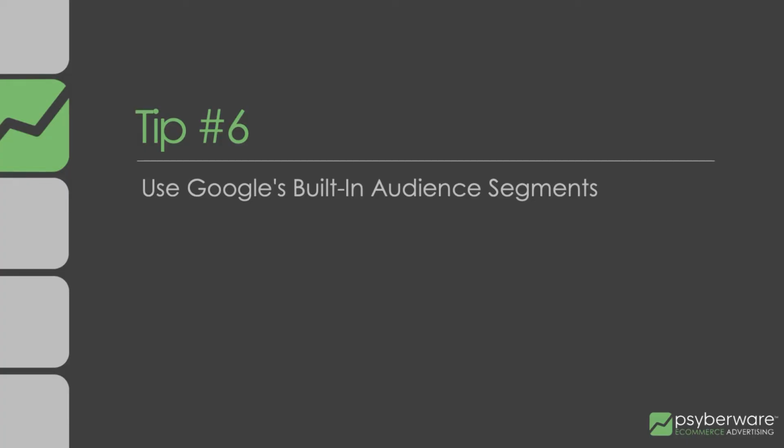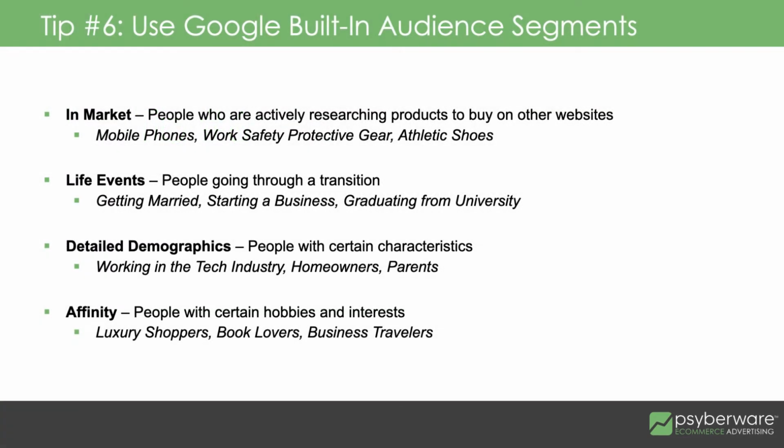Tip 6, use Google's built-in audience segments. Not going to say much about this other than a lot of advertisers don't use them effectively. A lot of merchants don't really know about these. But with the new way audiences work on Performance Max campaigns, it's really easy to add in-market audiences, the people that Google knows are shopping for a particular thing, or audiences based on people's life events, like people starting a business or people who are about to get married. There are some great opportunities here to improve the targeting on these campaigns.